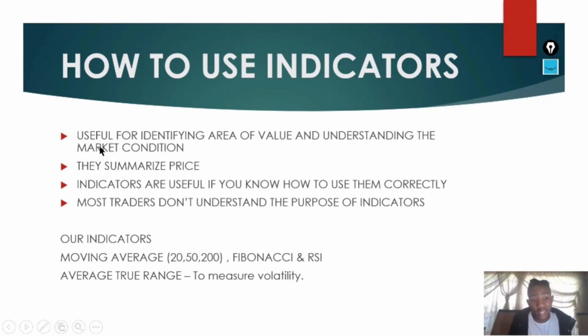So now, indicators are useful for identifying the area of value and understanding the market condition. Like we've said before, they help you understand the market condition. So they summarize the price. That's what they do. So indicators are useful if you know how to apply them correctly, like I've been saying. Most traders don't understand the purpose of indicators, and you don't want to be like them.